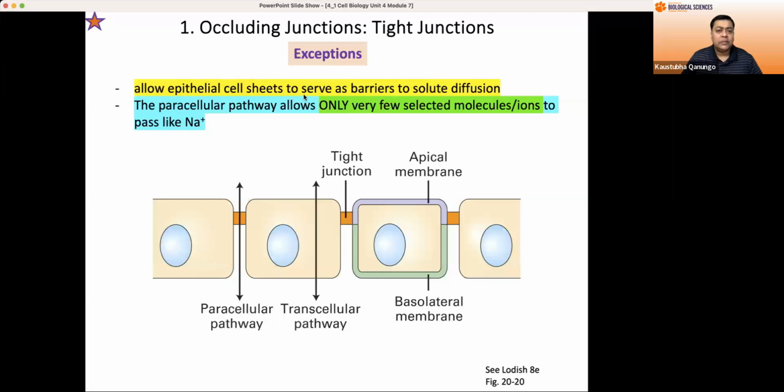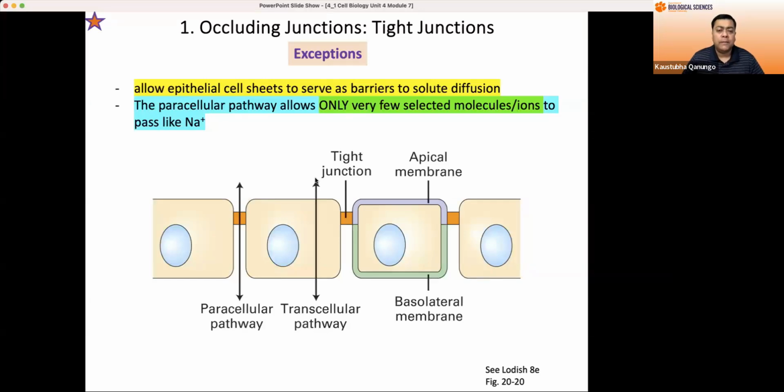All right, so here we are looking at the occluding junction, tight junction exceptions. Tight junctions allow epithelial cell sheets to serve as a barrier to solute diffusion, and the paracellular pathway only allows very few selected molecules or ions to pass, like sodium. So just know the different pathways and what they are called. This is your paracellular pathway, which is occluded to most molecules, and this is called the transcellular pathway.